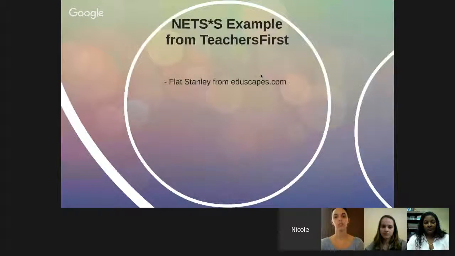And for the student standard, which was collaborate and communication, I found the Flat Stanley example from eduscapes.com. It is based off a book called Flat Stanley by Jeff Brown. In the book, the main character, Stanley, is squashed by a falling bulletin board. And because he's now flat, he can send an envelope to visit his friends and family.